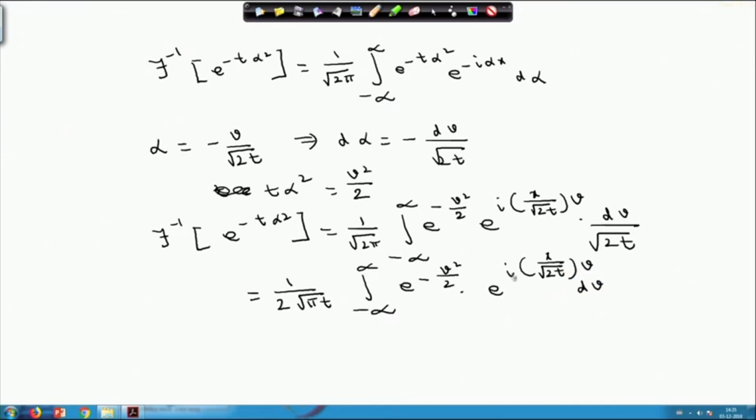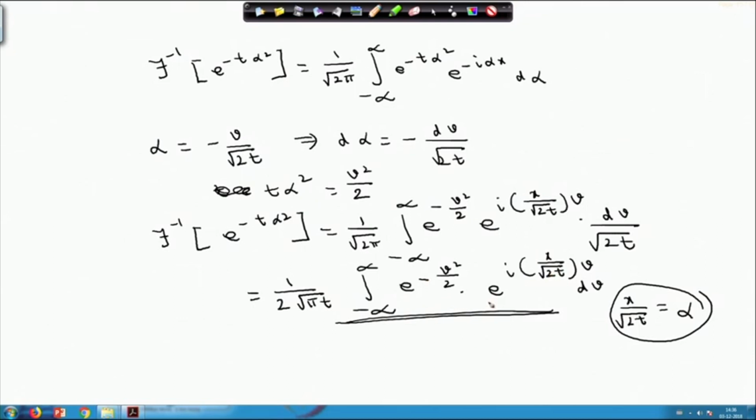So, now you have this thing. If I assume x by root 2t equals alpha, say, suppose x by root 2t is equal to alpha, I obtained this particular integral. Once I am writing this here, say x by root 2t equals alpha, the integral on the RHS, if you see here, represents the Fourier transform of e power minus v square by 2, where the kernel is x by root 2t.